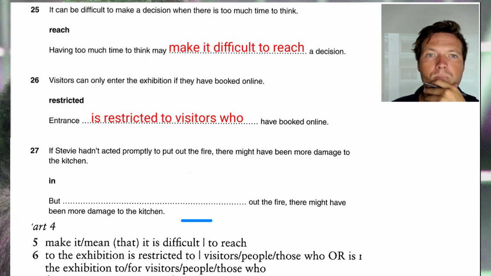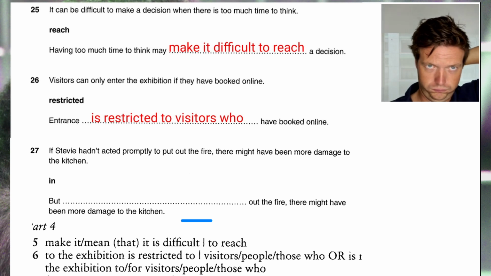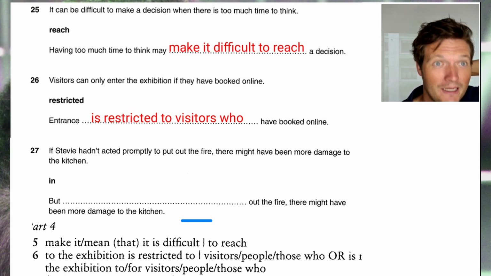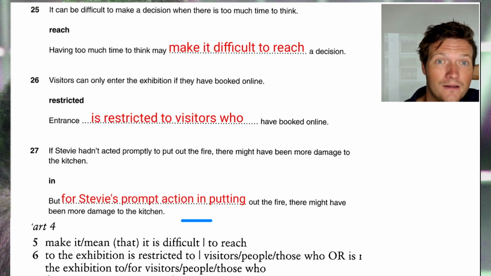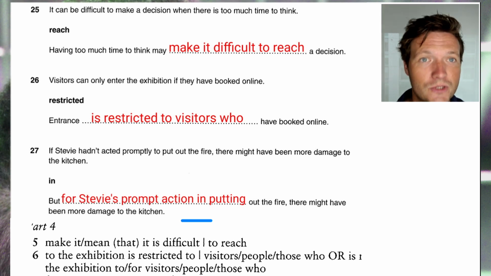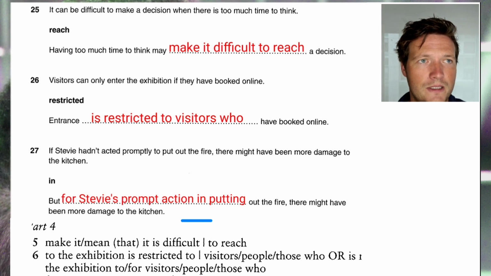So, I think it would be like this. But for Stevie's prompt putting out of the fire. No, that can't be right either. No, God, this is difficult. I think, but for Stevie's prompt action in putting out the fire, there might have been more damage to the kitchen. I think that's what I would write. But for Stevie's prompt action in putting out the fire, yeah, I think that's right.